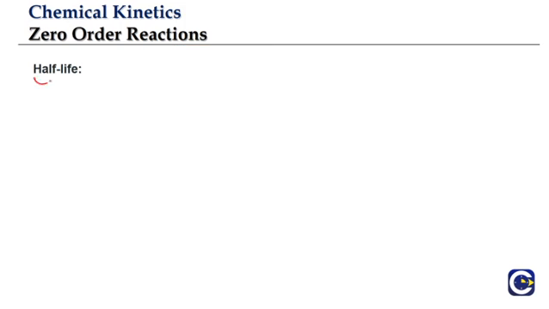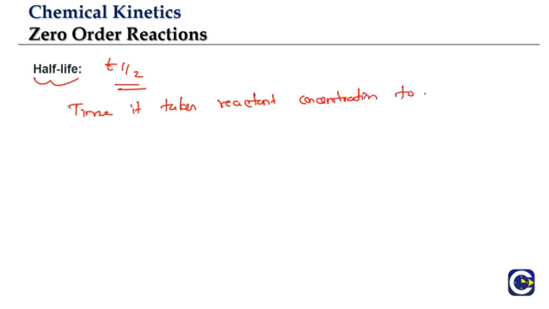Now for any order reaction, whether it is zero order, first order, or second order, we are going to talk about an important term called half-life. Half-life is defined as the time it takes for the reactant concentration to become half of its original value. So that is what we will be calling T half.